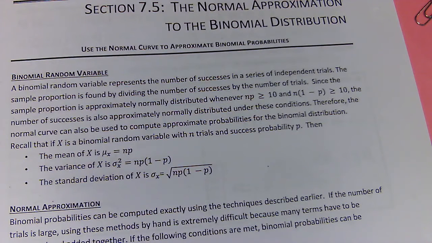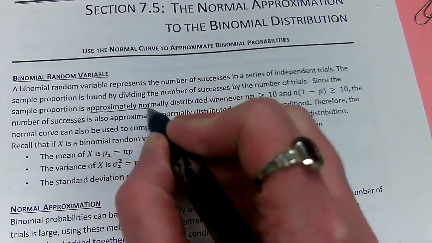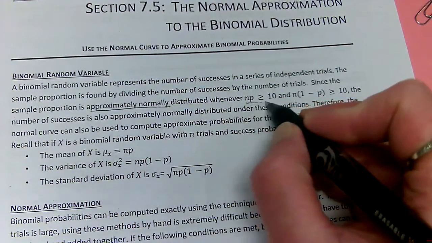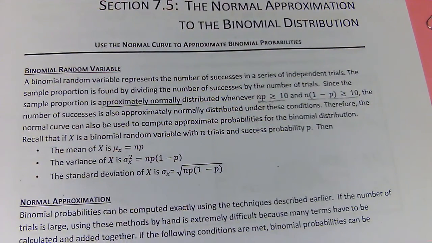So let's remember binomial distributions. A binomial random variable represented the number of successes in a series of independent trials. And the sample proportion was found by dividing the number of successes by the number of trials. And so we get a proportion, which, as we knew from 7.4, if we have a proportion, then that distribution is approximately normal if n times p is greater than 10 and n times 1 minus p is greater than 10. So the number of successes for a binomial is also approximately normally distributed in that case.